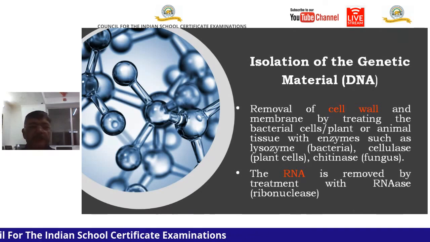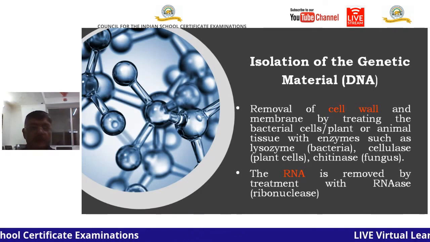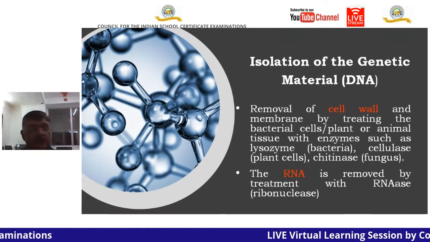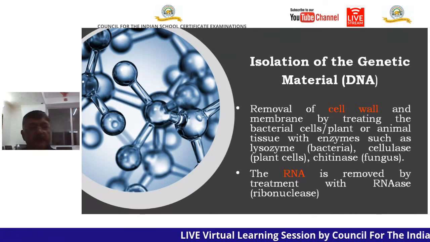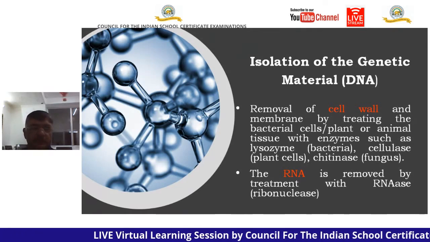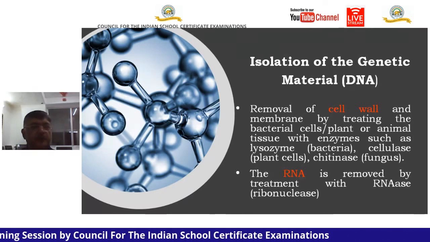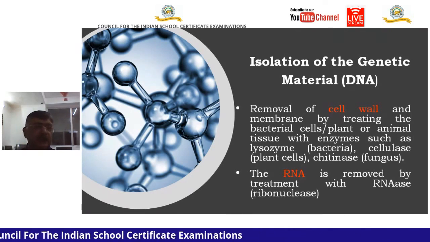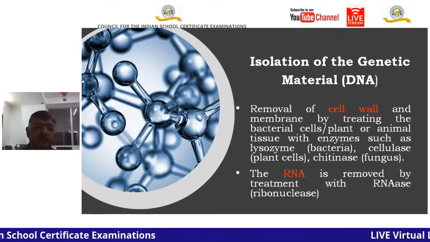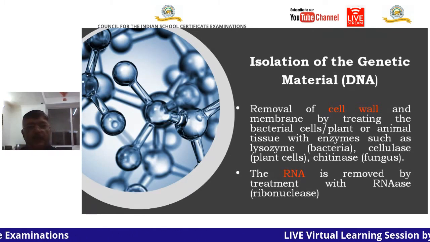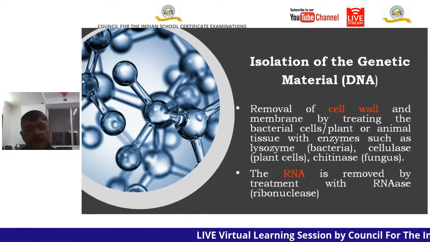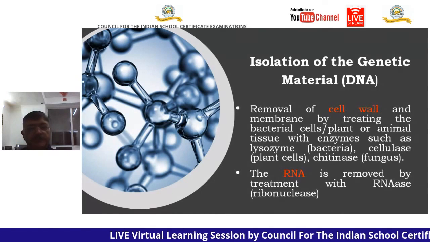In a prokaryotic cell, what will you find? You'll find a cell wall and a cell membrane. There is no nuclear membrane, but still you have to cross these barriers to reach the DNA. So if we have to take out the DNA, we remove the cell wall.